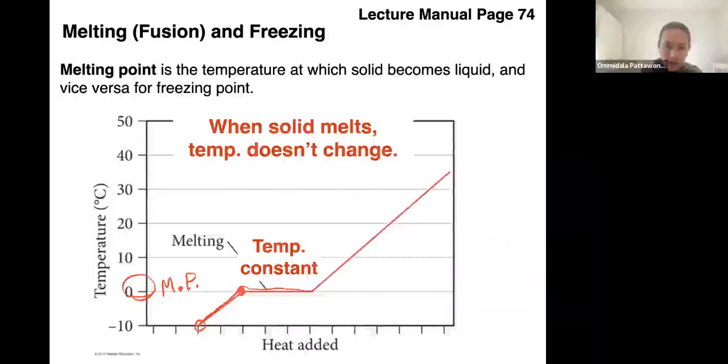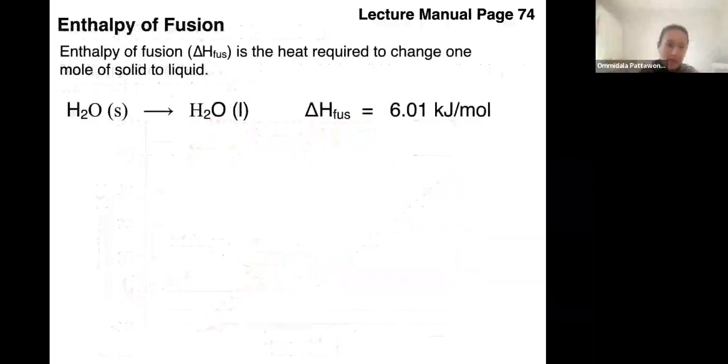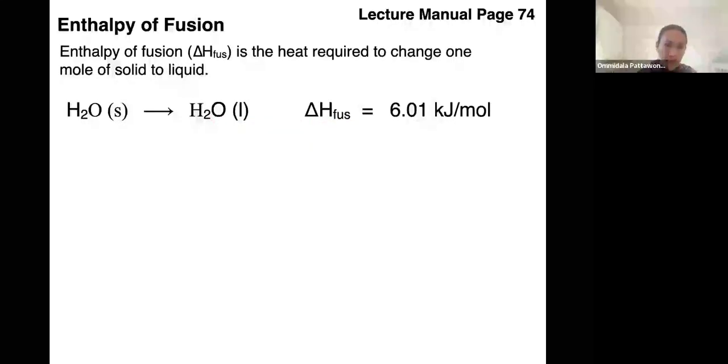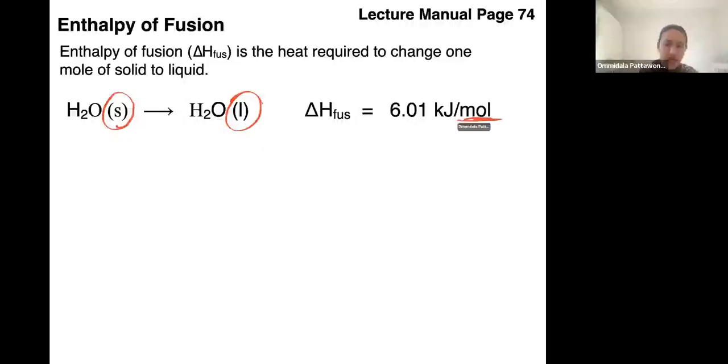Okay, when a solid melts, the temperature doesn't change at all. The temperature is constant, as you see in the graph. And the heat involved in this process we refer to as enthalpy of fusion. So enthalpy of fusion is the amount of heat required to change from solid to liquid per 1 mole of the substance.